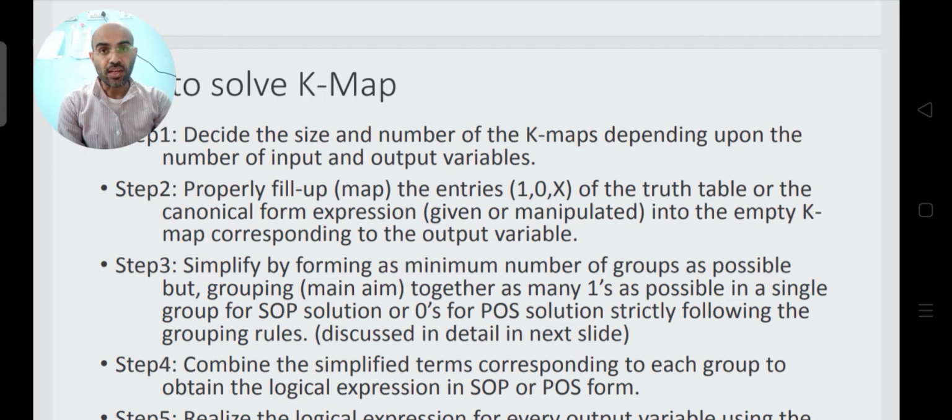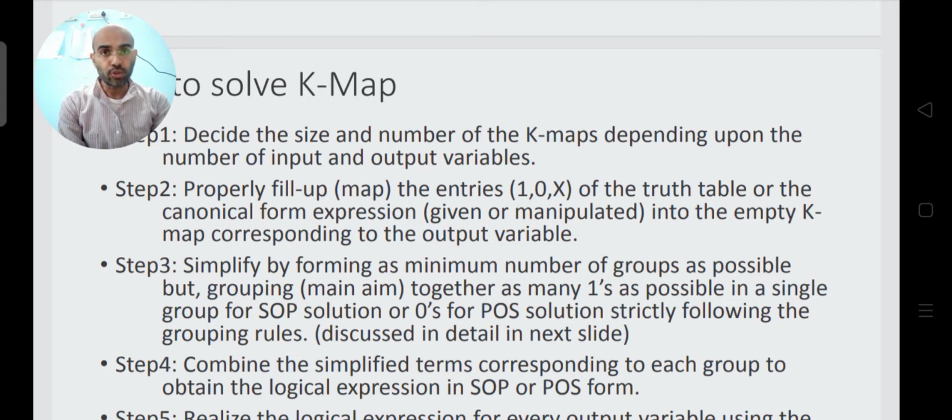Whereas in case of max terms, the presence of the max term is marked as 0, whereas the absence of the max term is marked as 1. Okay, the difference is this. If you know this difference, then you can fill up the entries easily, and the rules we are going to discuss in the next slide will be the same. So we'll discuss the steps in this slide, and then the various rules which we require to solve this K-map.